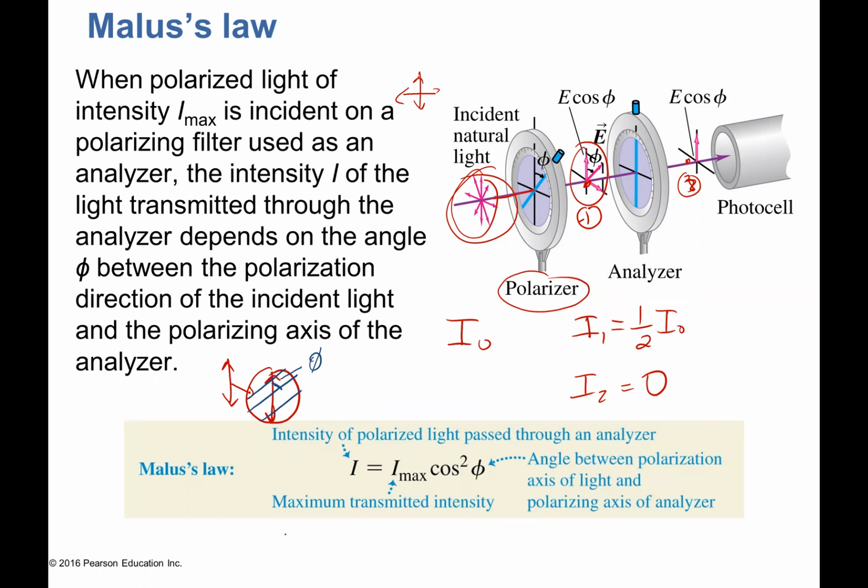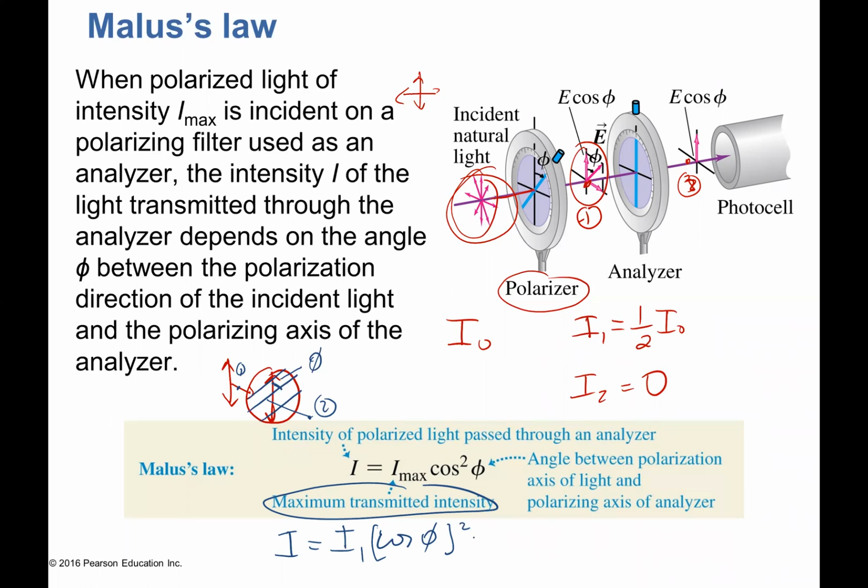So in that case, you can calculate the intensity by taking the maximum transmitted intensity. That means the intensity before, let's say here was 0.1, and this is going to be 0.2. That means the intensity at 0.1 times the cosine of this angle phi, and the whole thing squared. So that's what cosine squared phi means, the square of the cosine of that phi.